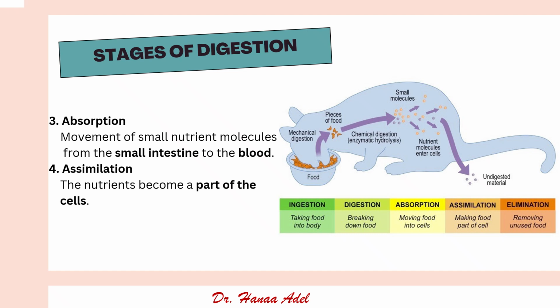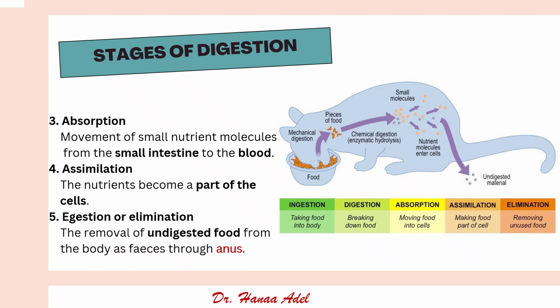And what about undigested food? Undigested food gets out of the body through a stage called egestion or elimination. So what is meant by egestion or elimination? It is the removal of undigested food from the body as feces through the anus.